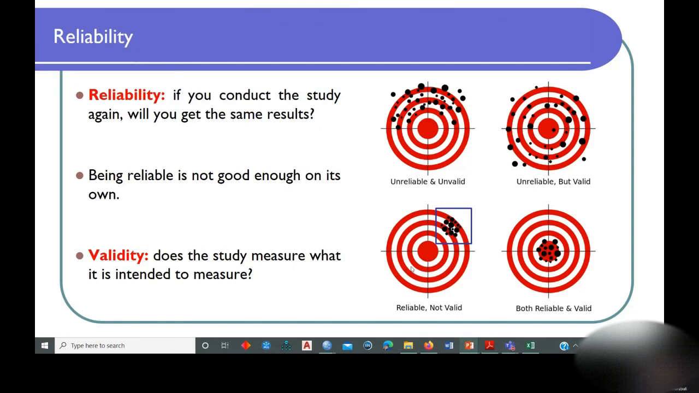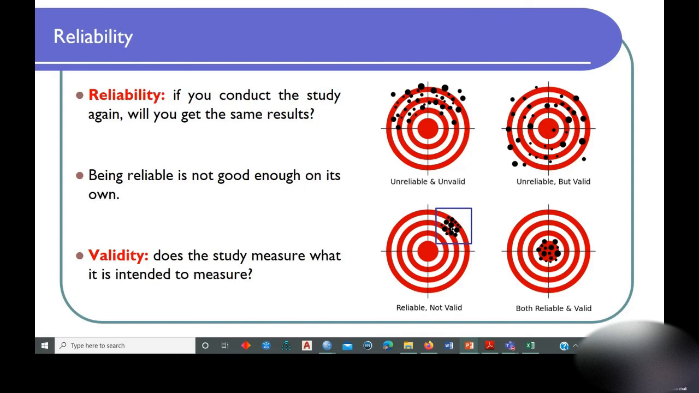As you can see on this dartboard, this is reliable but not valid. Yes, you will get the same result. The results are almost the same. They are close together. But being reliable is not good enough on its own. It should be valid as well. So validity tells you, does the study measure what it is intended to measure? As you can see, this chart shows both reliable and valid data.